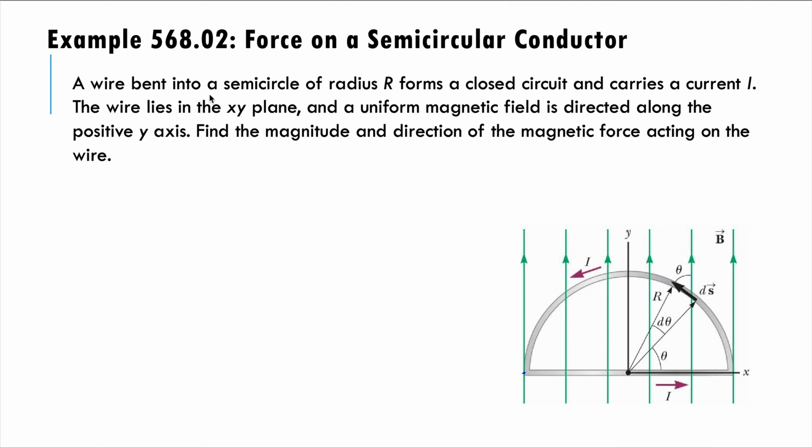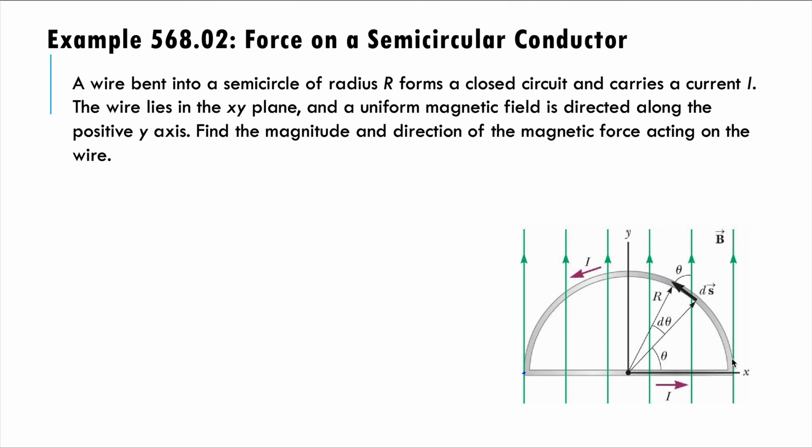In this video, I'm going to go over example 568, number 2, force on a semicircular conductor. In this example, we have a wire bent into a semicircle with radius r that forms a closed circuit. There's a current I going through, there's a uniform magnetic field going upwards, and we want to find the magnetic force acting on the wire.